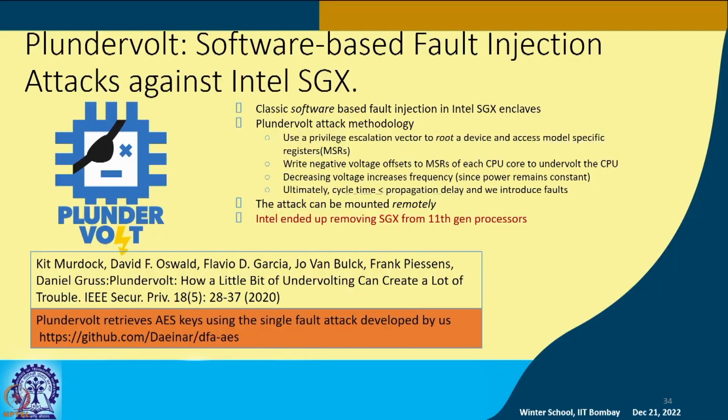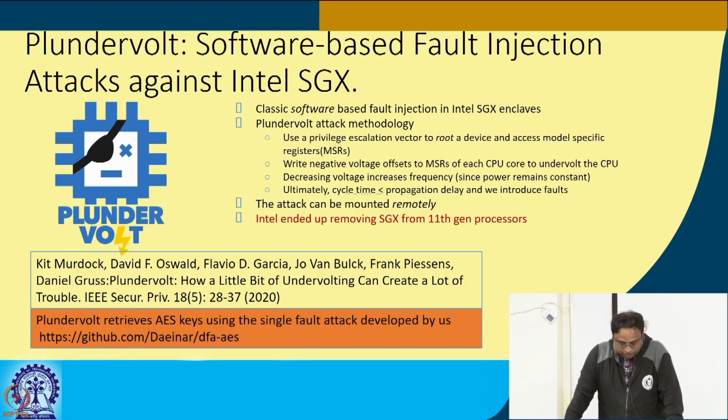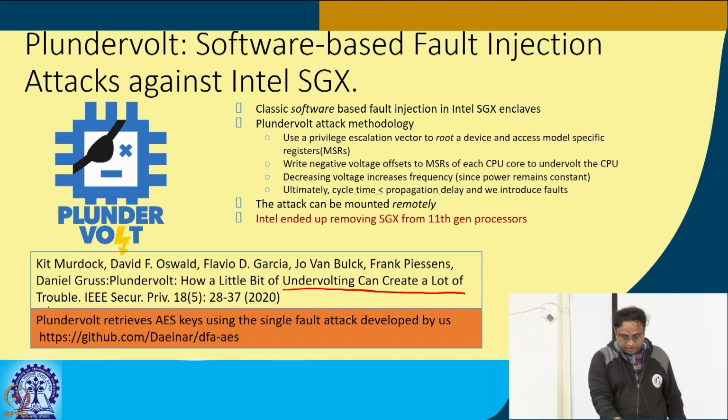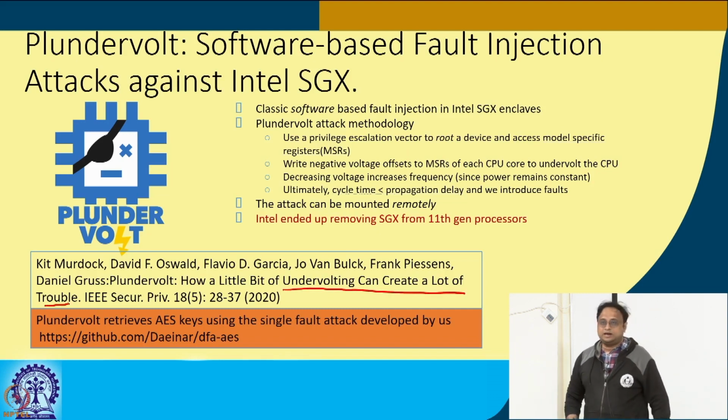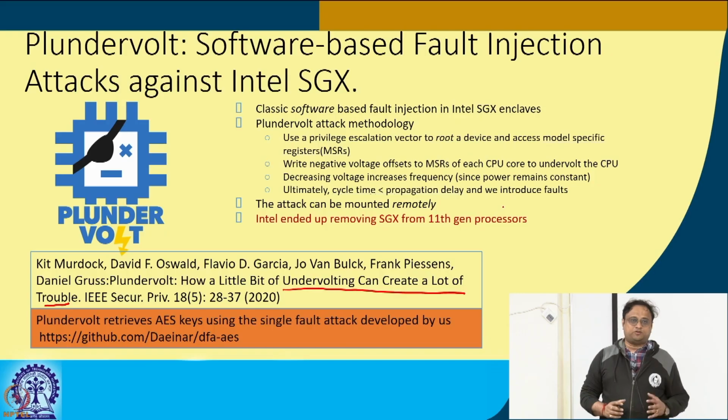And I would like to also make this comment before I stop: there is a very nice paper, if you are interested you can look into it. It's called Plundered Volt, published in 2020, where it shows how a little bit of undervolting can create a lot of trouble. They take Intel SGX systems, which are very popular 11th generation processors commercialized by Intel, and they play around with what is called voltage frequency scaling.